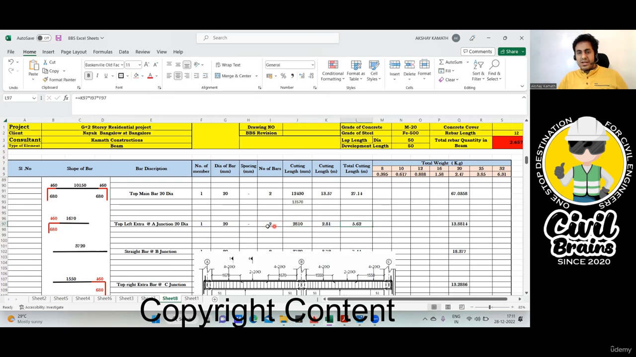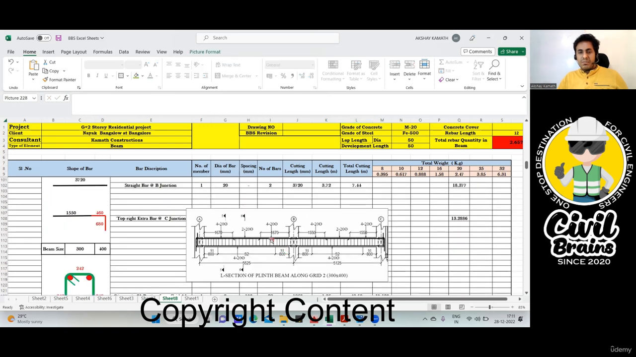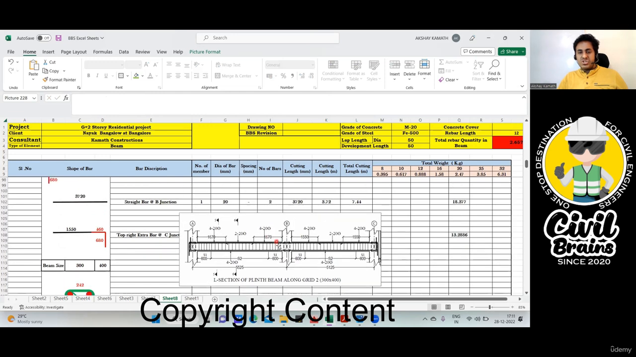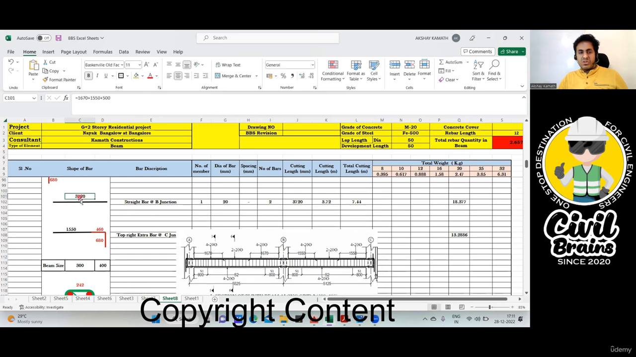And this I have put in 20 diameter. Next is your middle straight bar. How are you going to find the middle straight bar length? This is 1670 plus 1550 plus this column 500, so it comes out to be 3720. So 3.72. The cutting length is 7.44, and the weight of 20 diameter will be 7.44 into 2.47. It will come out to be 18.377.